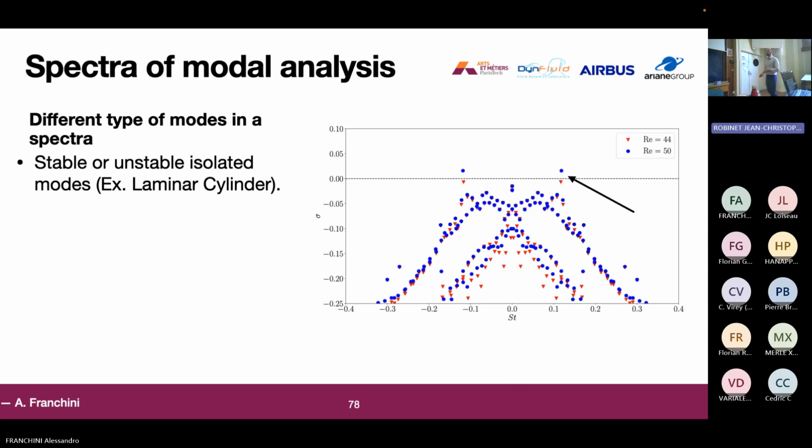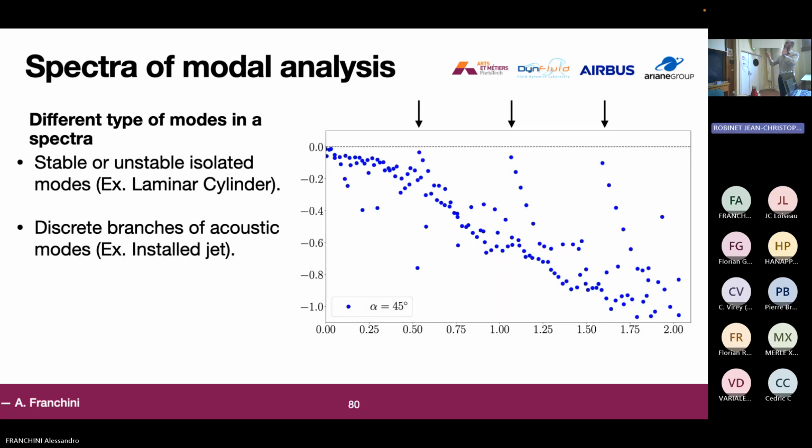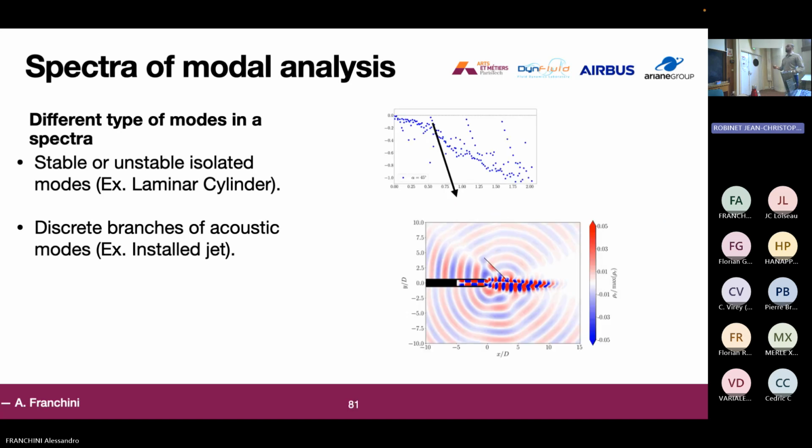Now, before looking at the global stability analysis, we want to first introduce what kind of spectra we can see in modal analysis. For example, one type of spectrum is the one that represents a self-sustained motion, like that of a stable or unstable laminar cylinder. Here we have a mode that is separated from all the branches, and it has a precise frequency, which is the one of the self-sustained motion. This here, for example, is the mode of the cylinder flow. Then we can also find some discrete branches of acoustic modes that are separated, shown in this particular structure, for example in the case of a jet that impacts an oblique plate.